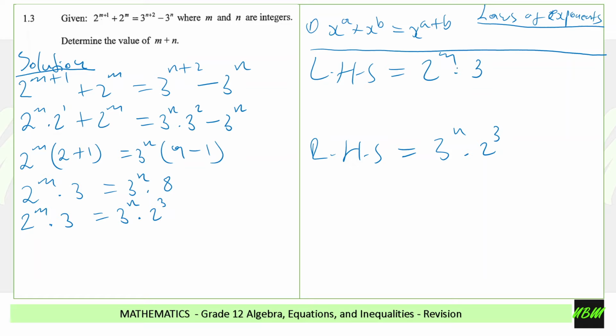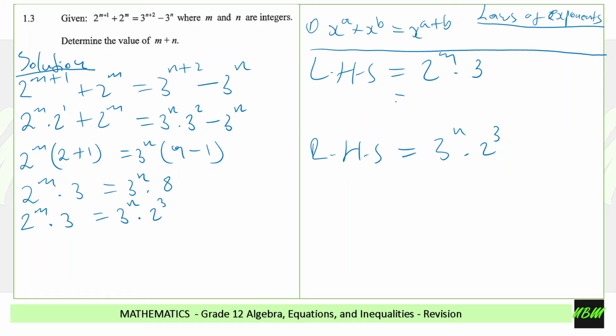So the question is, what will be the value of m, what will be the value of n, such that when we substitute m and we substitute the value of n, the left hand side is equals to the right hand side. Then you will see that looking at our equation, we have 2 to power m on the left hand side, and on the right hand side 2 to power 3. Then on the left hand side base 3, 3 to power 1, and on the right hand side base 3, 3 to power n.